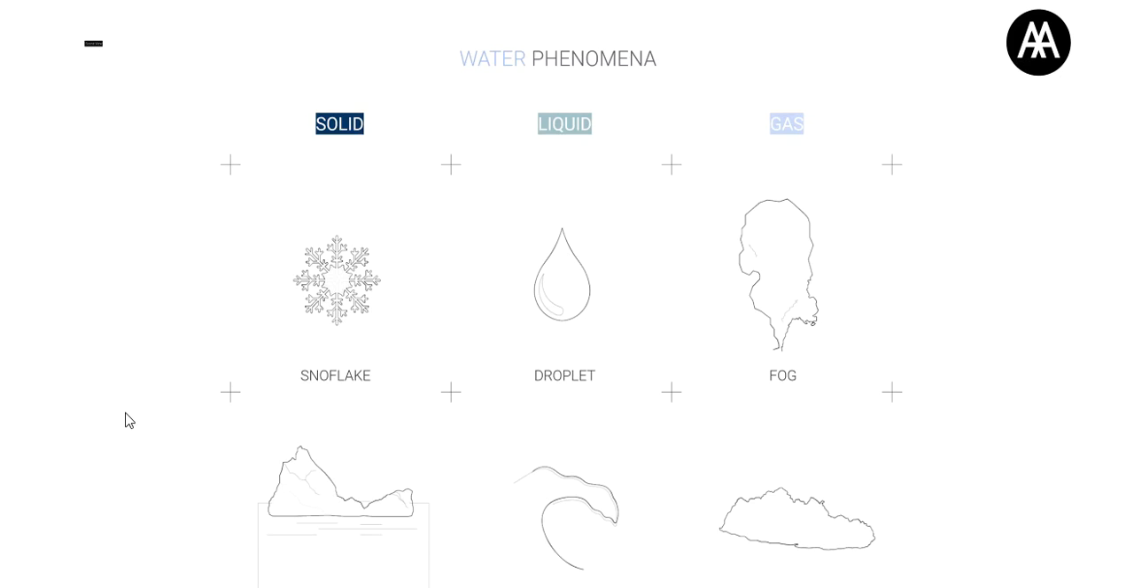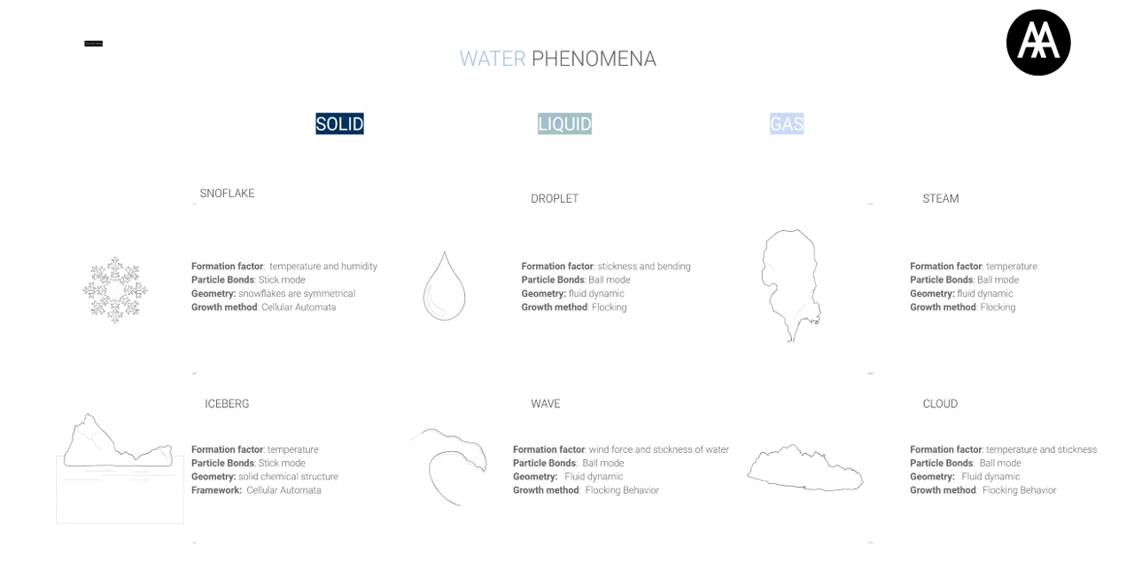We could say in a very simple way that we can understand water in different formations in nature, from the smaller scale to the larger scale, where different variables act on its time and form this formation and act as variables in this formation. So we have what makes a gas and what makes a cloud, etc. So the formation factors, particle bonds between them, and which could be the simulation framework appropriate for each one.